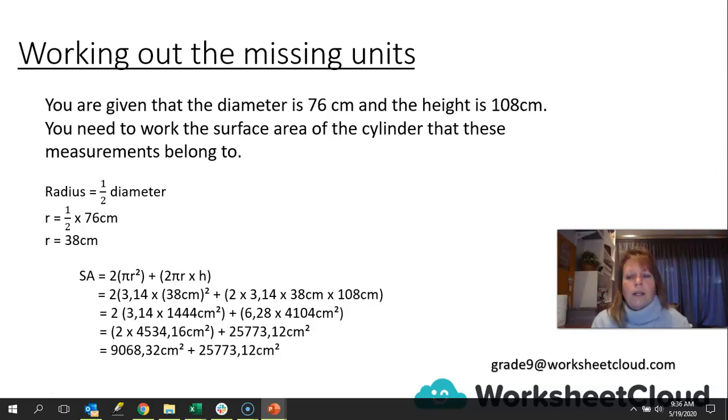Work out the first bracket. You're going to end up with 9,068,32 centimeters squared, and you still have to add that to your 25,773,12 centimeters squared. Right? Add those together, you end up with an answer of 34,841,44 centimeters squared, and that would be your surface area. Okay, so here we weren't given the radius, we were given the diameter, so we had to work out the radius, and from there we can then work out the surface area.